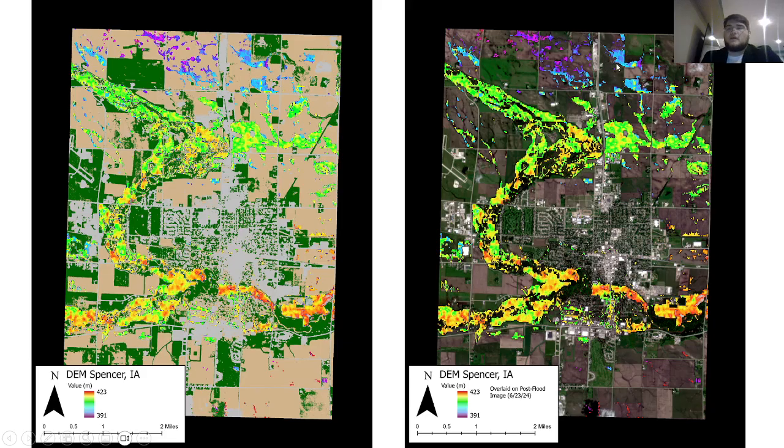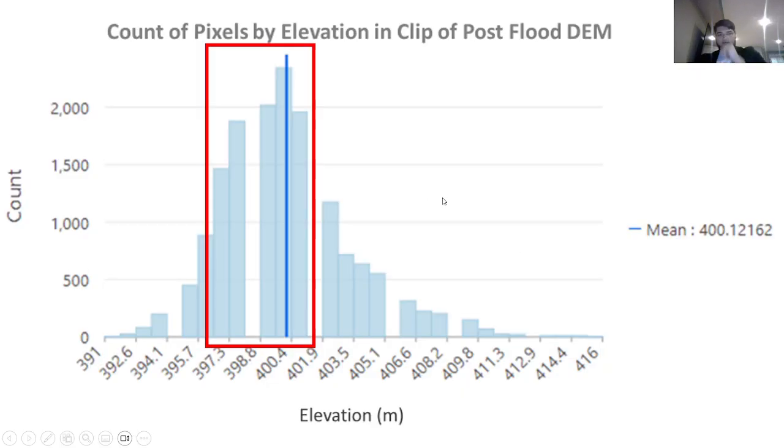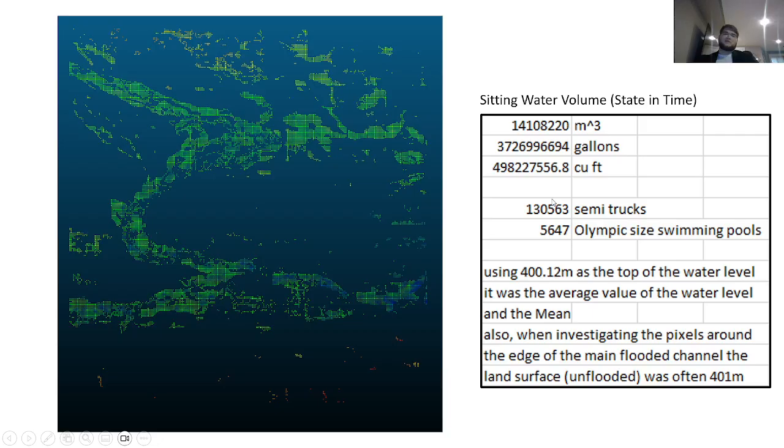I mean, they are flooded, but that might be from heavy rains, and it's not part of the main channel, which is what I was really trying to look at. So, future processing might be done to better estimate total flooding, but this was just to get a general volume of the main channel. So this is the SRTM output of just the water extents of the post-flood image.